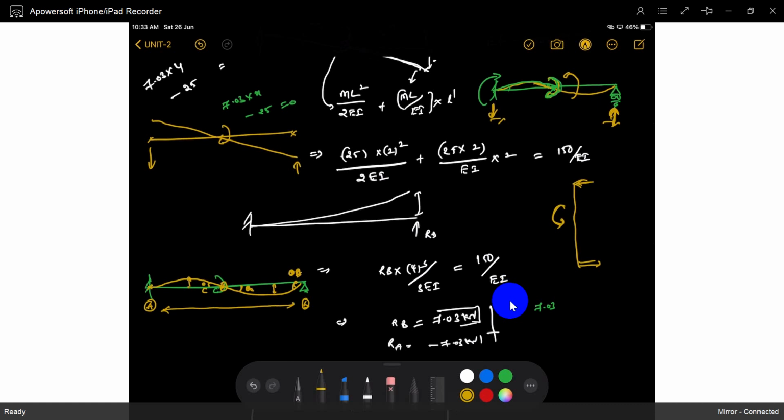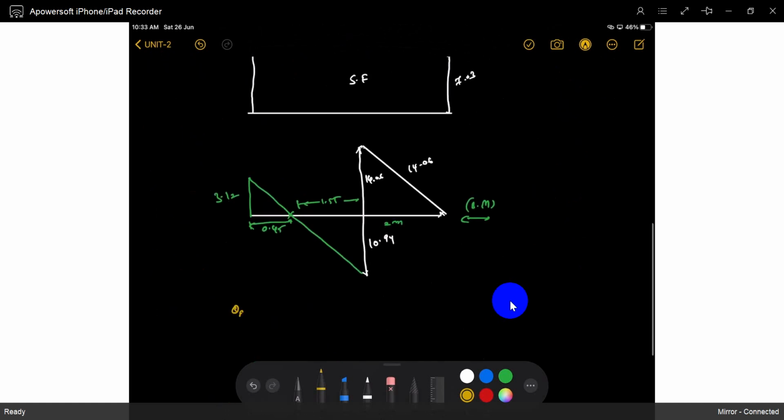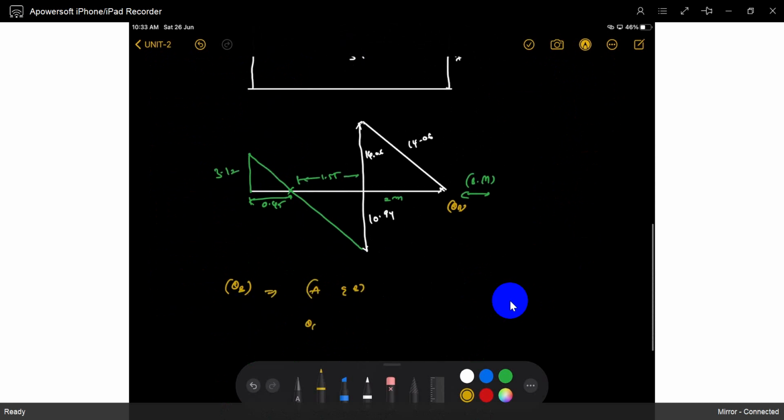Curvature diagram. The area of the curvature diagram between A and B will give the difference of the slopes. Okay, is that understood? So if I want delta B, I will choose A and B. That will give theta A minus theta B, the total area. You can find out that total area.